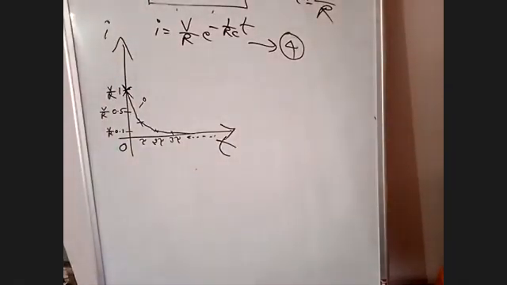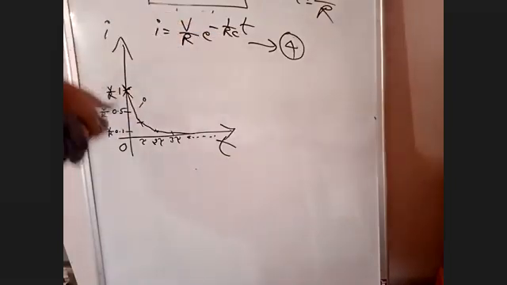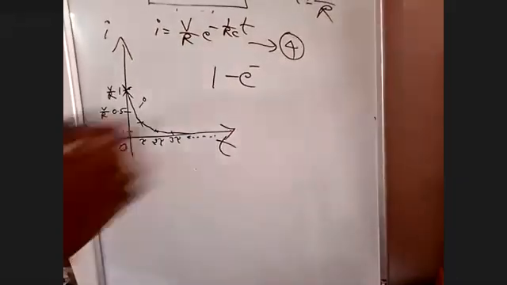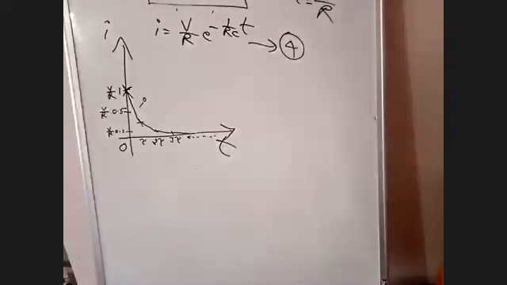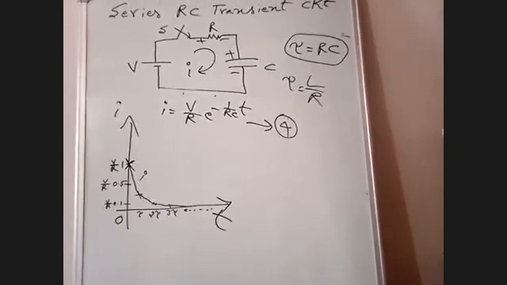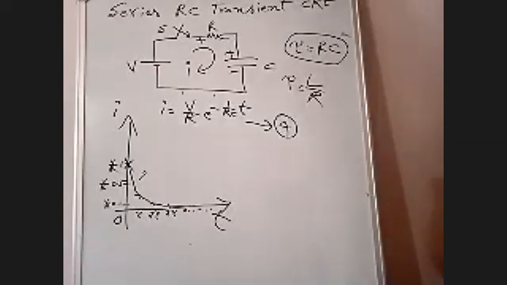Is it exponentially decaying or rising? Decaying, sir. See here, if you are having only e power minus, it will be exponentially decaying. If you are having 1 minus e power minus, it will be exponentially rising. Yesterday I had told one note point. Now we have derived the current equation. In exam, we have to draw up to this curve. Now we will derive the voltage across resistance.